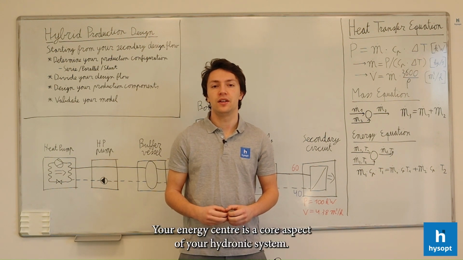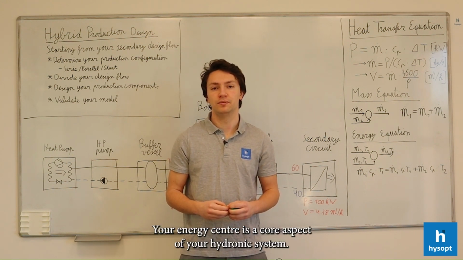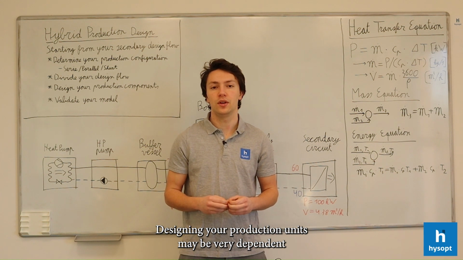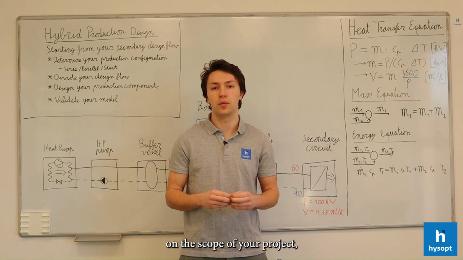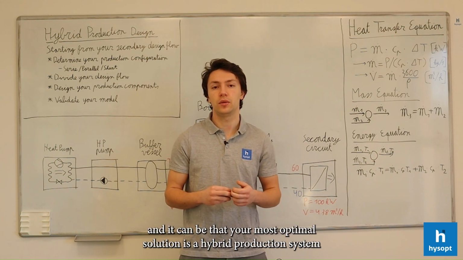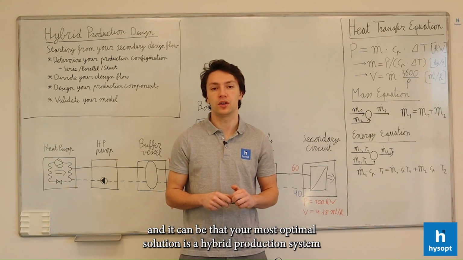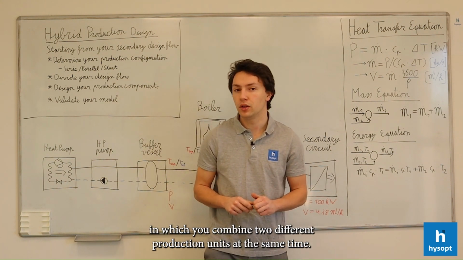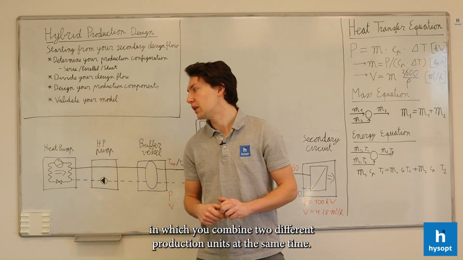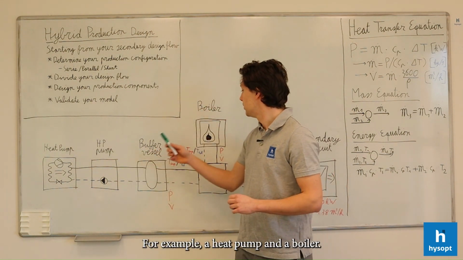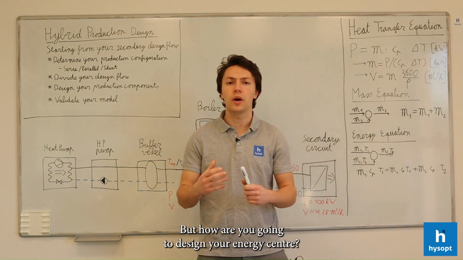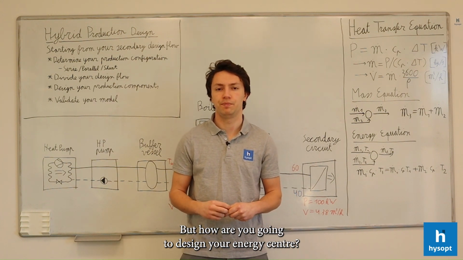Your energy center is a core aspect of your hydronic system. Designing your production units may be very dependent on the scope of your project, and it can be that your most optimal solution is a hybrid production system, in which you combine two different production units at the same time, for example, a heat pump and a boiler.